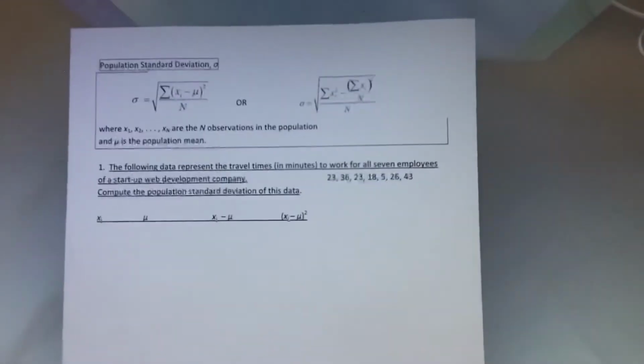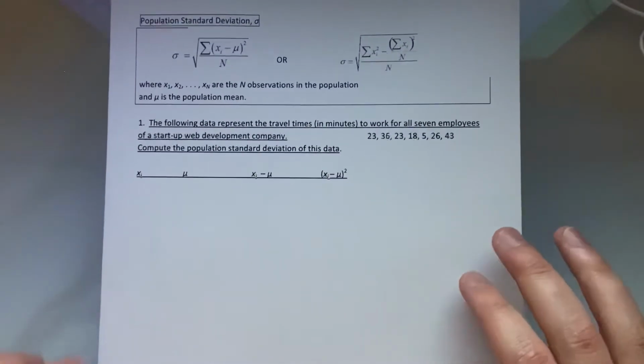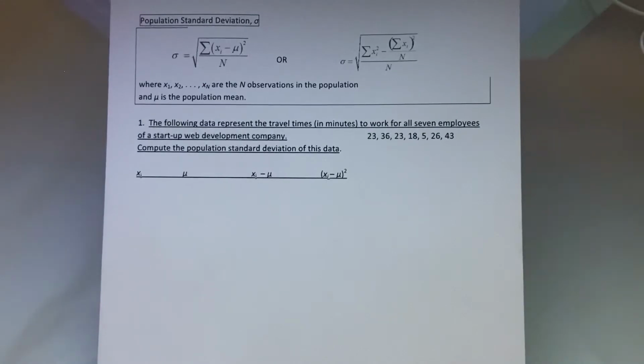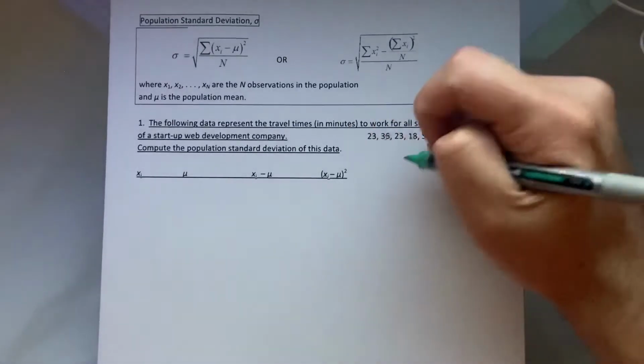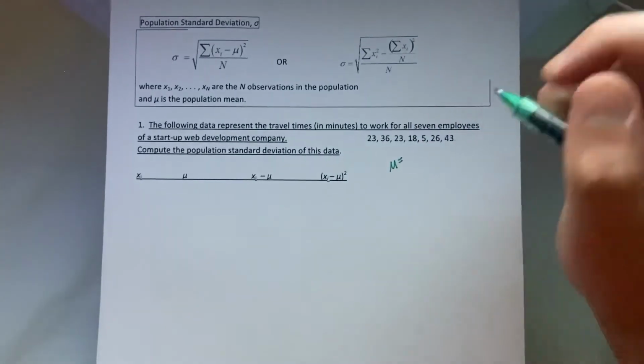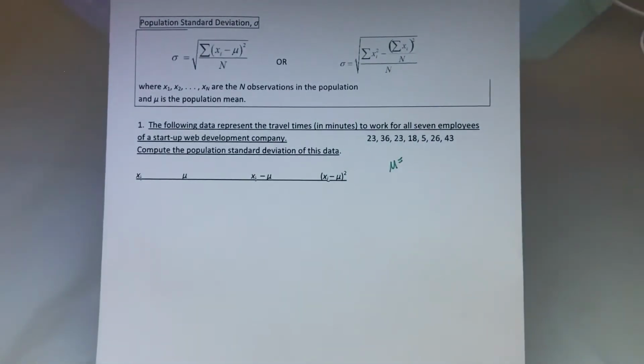Now, this formula can look intimidating, but it's really not that bad. We'll calculate it by hand. So the following data represents the travel times in minutes to work for all 7 employees of a startup web development company. Compute the population standard deviation of this data. Okay, so in order to do this first, I need the mean, which means I have to add them all up and divide by, looks like 7.